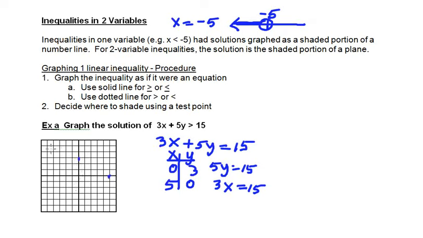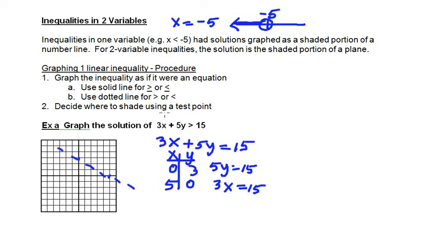So I have the points (0, 3) and also (5, 0). And now before I connect the dots, I want to be aware of this instruction here. It says use a solid line for greater than or equal to or less than or equal to. So that equal to would indicate that we're going to make this line solid, showing that that line would be included. But it says use a dotted line for strictly greater than or strictly less than. And in my original inequality, I have a strictly greater than. So I will use a dotted line here.